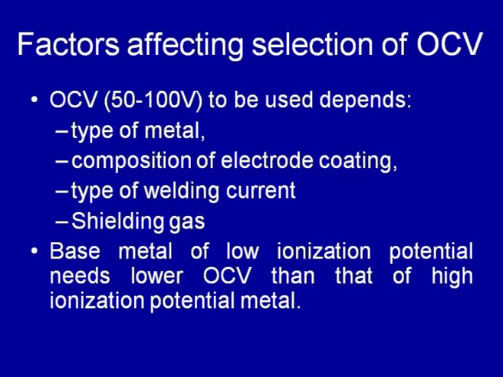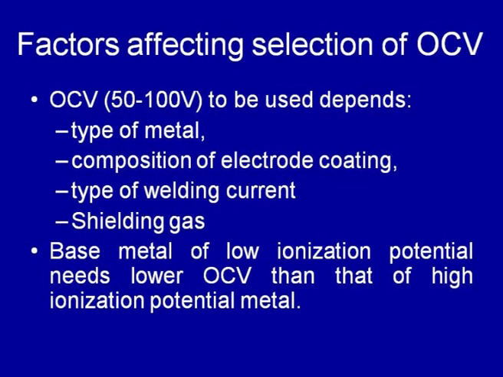The open circuit voltage to be used during the welding depends upon the type of metal to be used. Metals having a low ionization potential require a lower open circuit voltage than those having a higher ionization potential. So, metals like titanium will require a lower open circuit voltage than the other metals. Similarly, electrode coatings containing low ionization potential elements like calcium and potassium will require a lower open circuit voltage than electrodes without these low ionization potential elements.